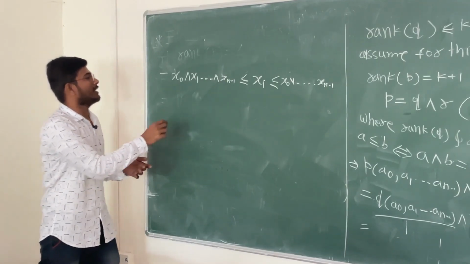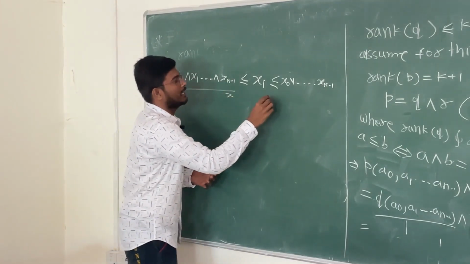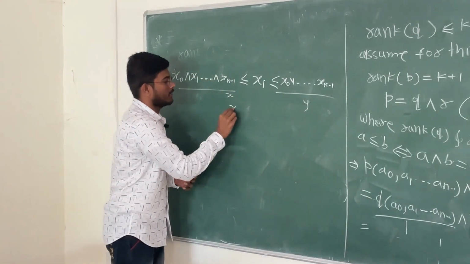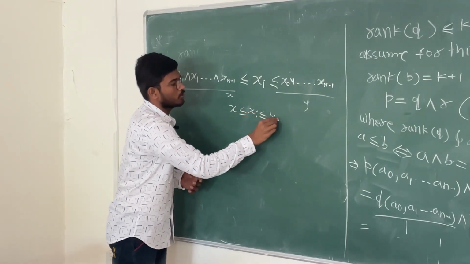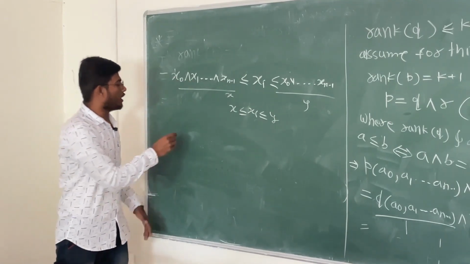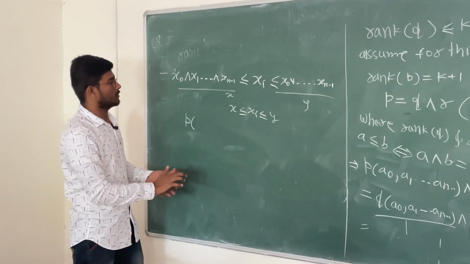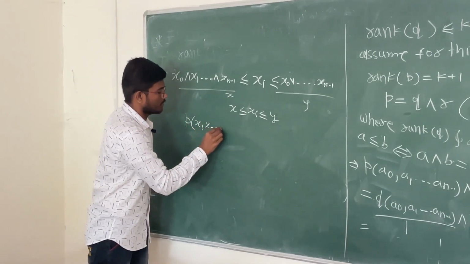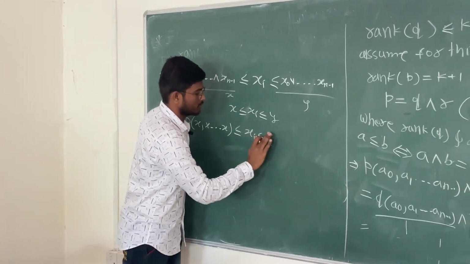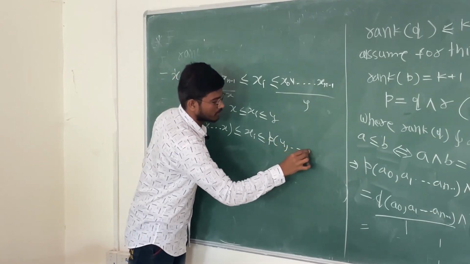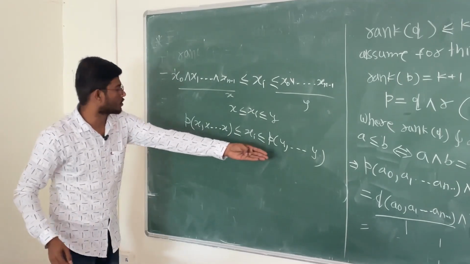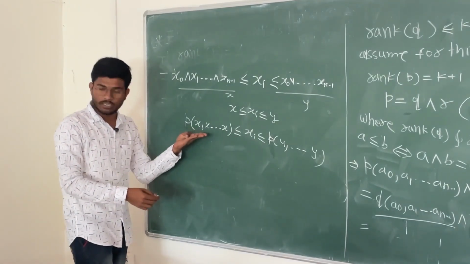So now consider this whole term as some x and this term as some y. Now what will we have? x is less than or equal to y. Now if we put the x value in this, we have the polynomial, and this is a monomial in only one variable, so we have x.